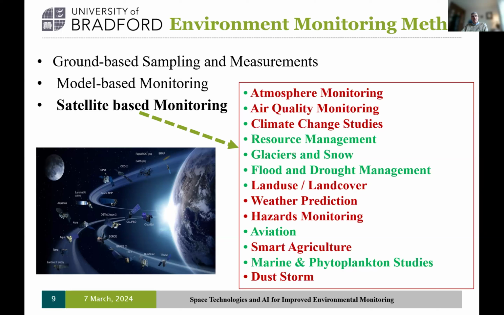Satellite-based monitoring is becoming very popular now, because you can use it to monitor the atmosphere. You can monitor the air quality. You can understand what's happening to climate and model climate change. You can use it for resource management, glaciers and snow, flood and drought management. You can see what's happening to the land use or land cover, predict weather, whether it's on Earth or space. You can understand the hazards, aviation effects, smart agriculture, dust storms, and so on. Now, the things that are green are things that we haven't really done research on, but the things in maroon are things that we have done some research on here in Bradford.